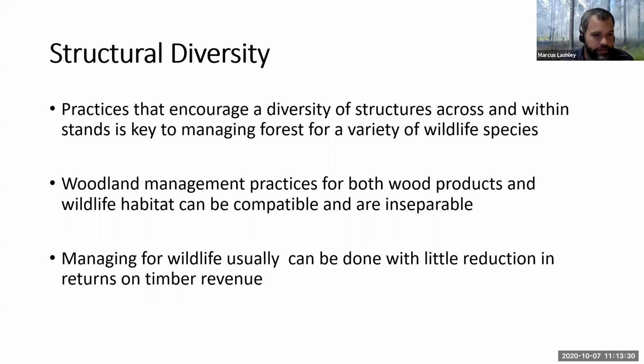A key point of this is we typically think of managing for wildlife or managing for timber as being a trade-off, and they don't have to be. And we're going to talk about some of those practices. A lot of the things that we would do to try to maximize timber revenue can also have wildlife benefits. And it's really important for you to consider because in the southeastern U.S., most of the land is private. And most of those landowners, even if they are interested in managing wildlife, are also often interested in gaining money from timber revenues.